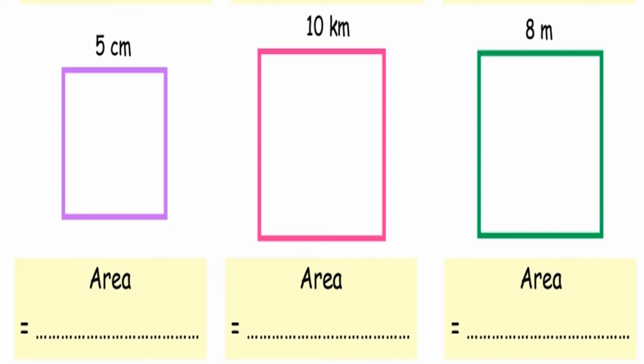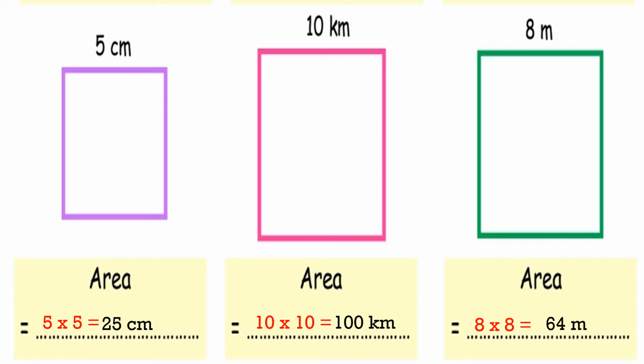I have here a square with side length 5 and I want to find the area of it. So the area is length by width, but in this it's side by side. So it's 5 by 5, which will give you 25 centimeters. This is 10 kilometers, 10 kilometers, so 10 by 10 gives you 100 kilometers. 8 meters, 8 meters, it will give you 64 meters.